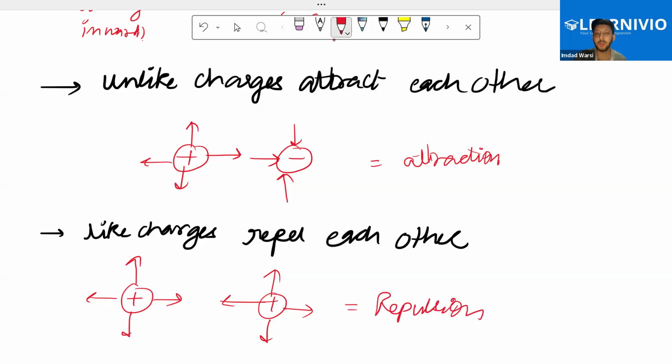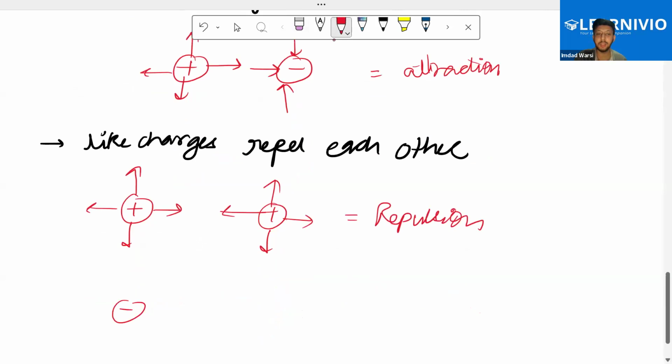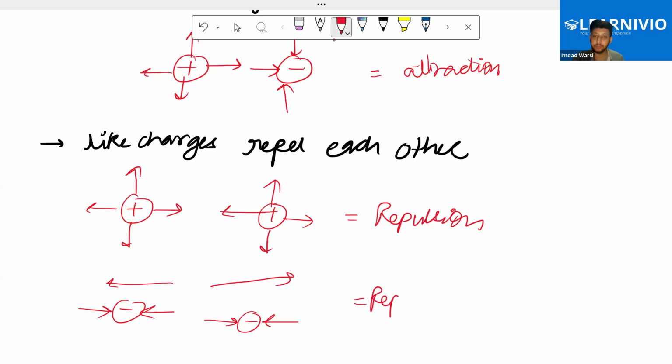We can also see this with electrons. See with electrons. Look at this arrow. This arrow is trying to take the electron this side, right? And this arrow is trying to take the other electron this side, which means they are moving far away from each other. So they are moving apart, which means repulsion. Understood? Make it.